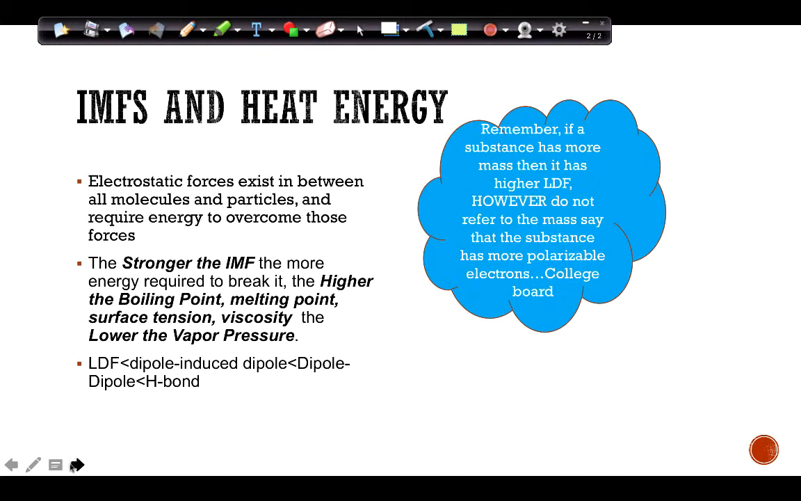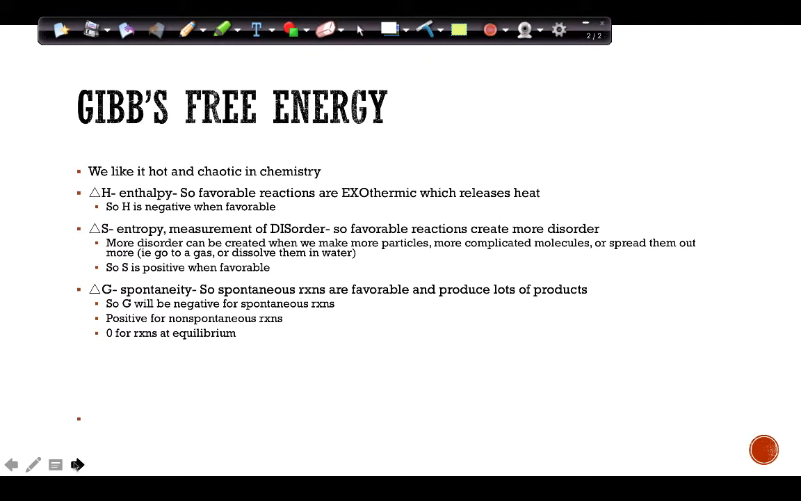Okay, so remember, if a substance has more mass, then it has a higher London dispersion force. Don't refer to the mass, though. We say that it has more polarizable electrons. That's the College Board accepted answer. Yes, you look at the mass. If it has a higher mass, then it has a higher LDF, but what you say is that it has more polarizable electrons. So more electrons that can be pulled to make those temporary dipoles.